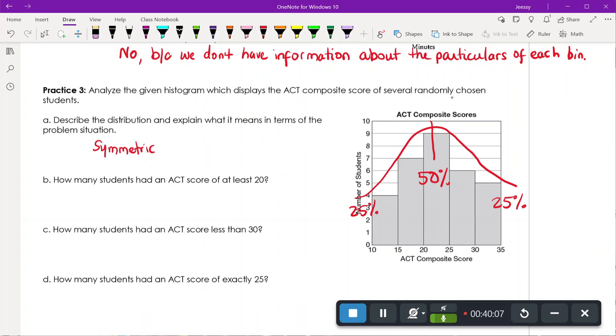It does make sense, and I'm not gonna write it down. How many students had an ACT score of at least 20? What is this? At least 20. What does at least 20 mean? Can it be 20?